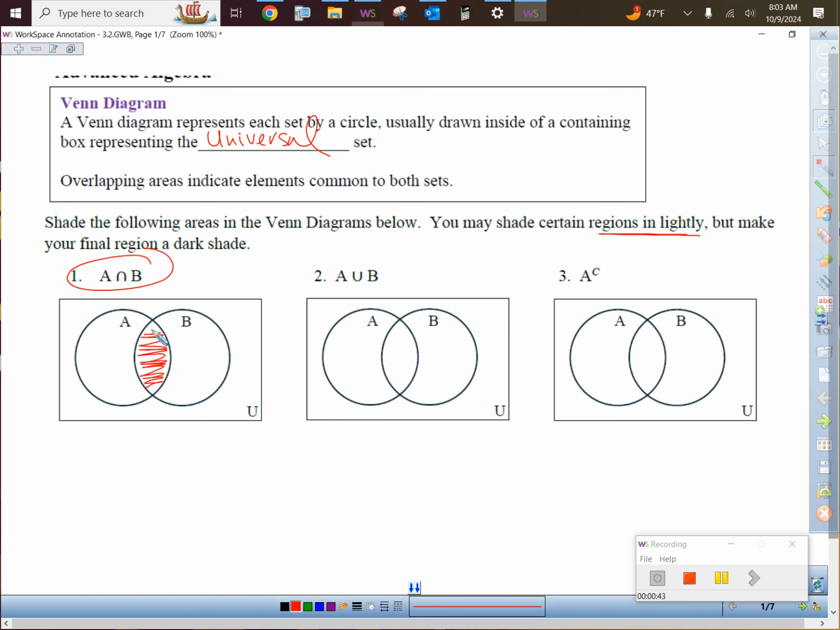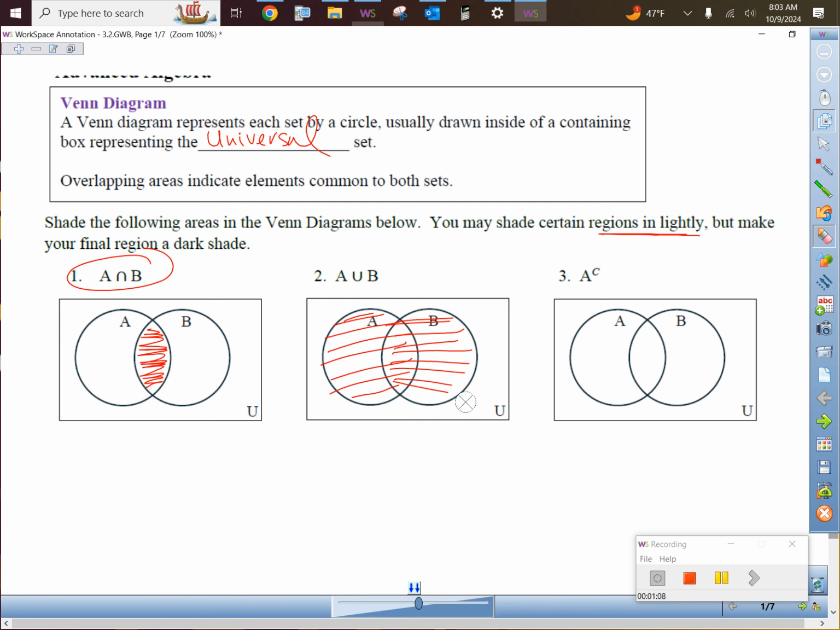Then A union B is the next one. So that's all of A, right? Everything. And all of B, and even everything that overlaps, right? You're just shading in everything that's A, everything that's B. You don't have to waste a lot of pencil on it. Give me a decent light shade to where I can see where you shaded.